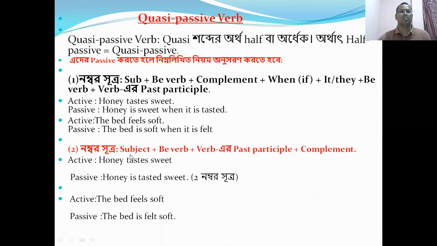Let's see rule number 2: subject plus verb plus complement. Honey tastes sweet. Honey is tasted sweet. The bed feels soft. The bed is felt soft. In this way, we can change active to passive voice.